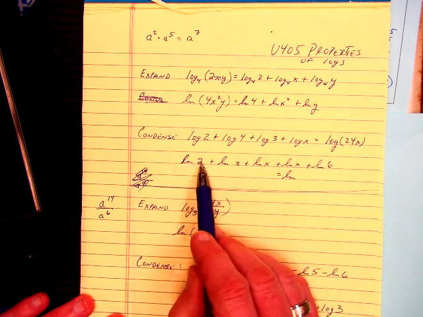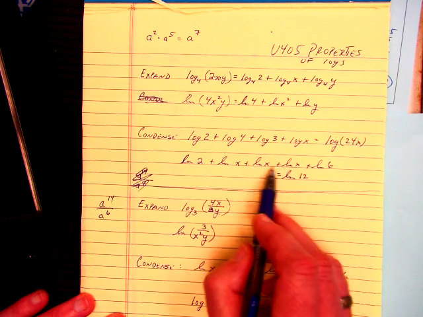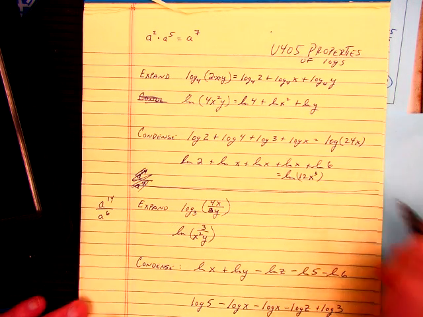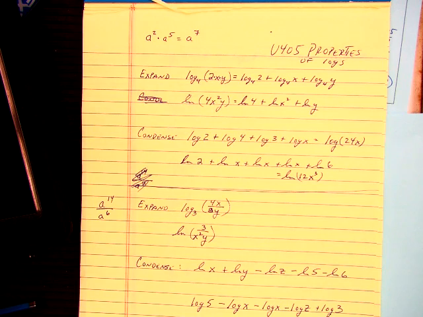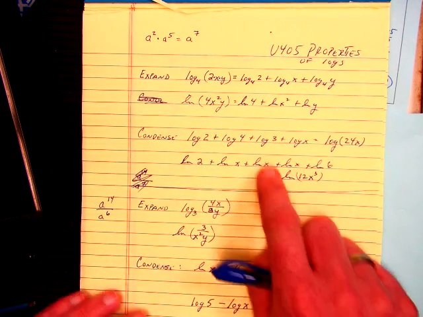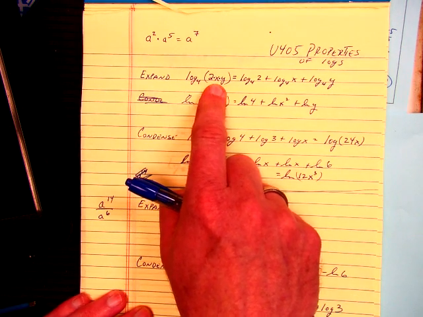Well, I have a 6 times a 2 is 12. And I have x times x times x is x cubed. Okay, maybe easier to put a parenthesis around it. Okay, so here we expanded it, here we condensed it. And that was when it was addition, and that's when it was also multiplication in it.